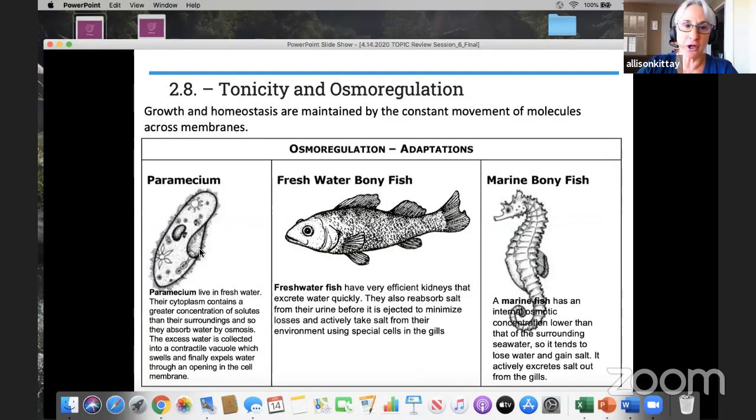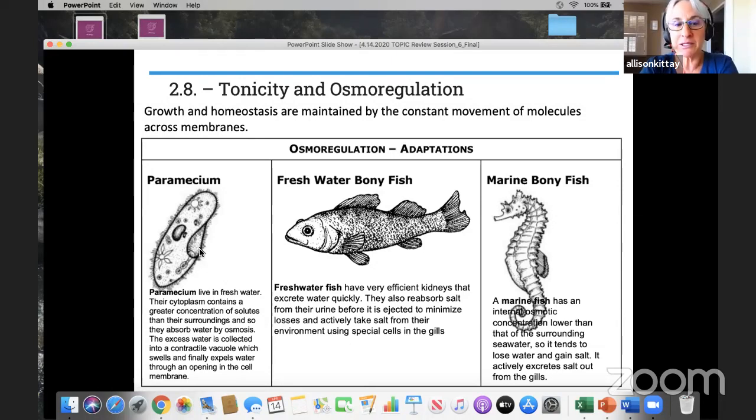Okay, so let's take a look at this slide that from the CED tells us that growth and homeostasis are maintained by the constant movement of molecules across membranes. So in this case, the homeostasis is of the osmotic balance in your fluids and cells. So just to follow up on the paramecium, remember their cytoplasm is hypertonic to the environment they live in because it has solutes dissolved in it. So that means that water is going to rush in by osmosis.